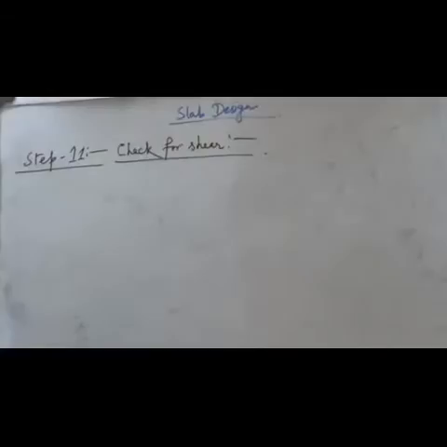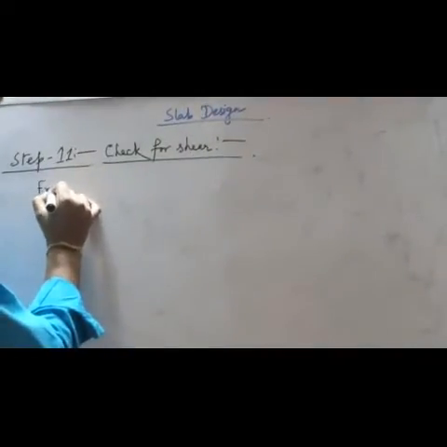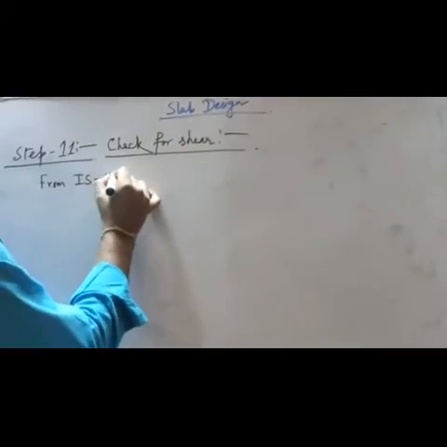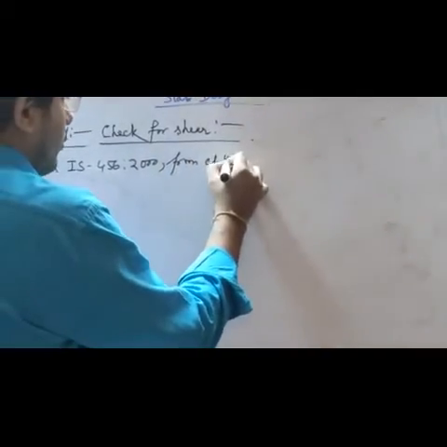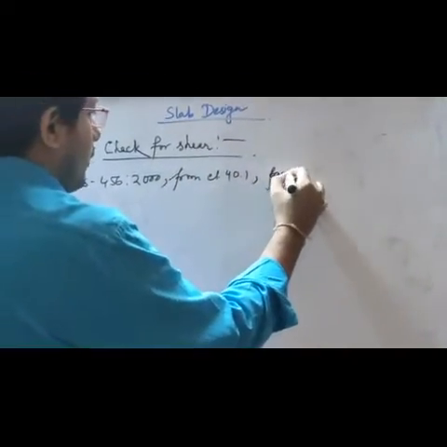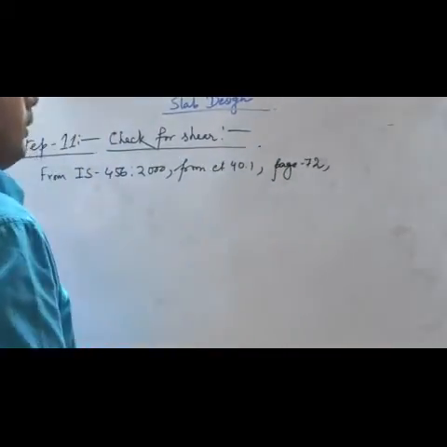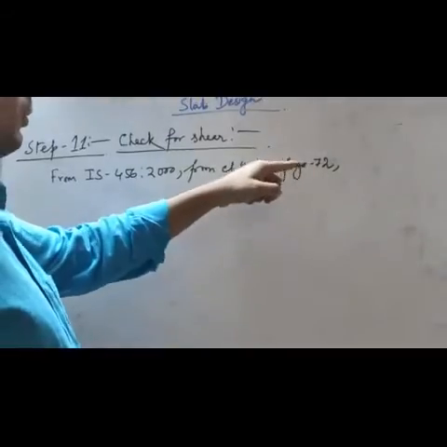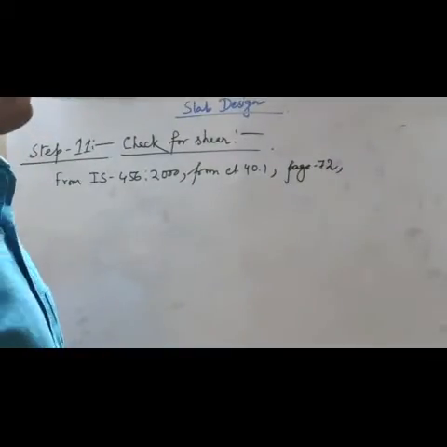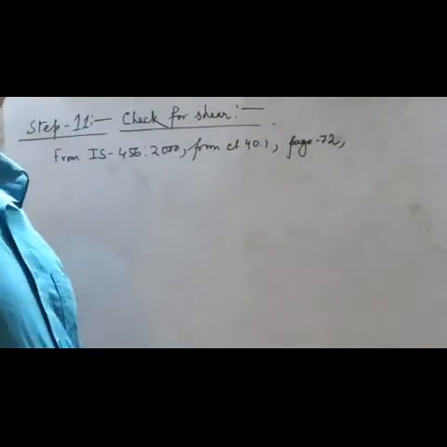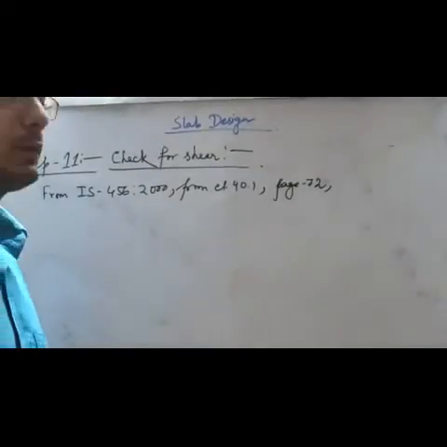Okay. So to check the shear, you have to go to clause number 40.1 of IS 456 2000, page number 72. You do not need to mention the page number in your exam. Here I am mentioning it for your convenience.